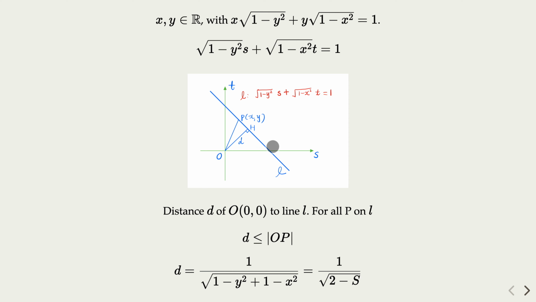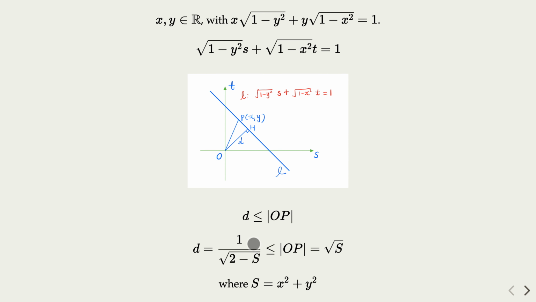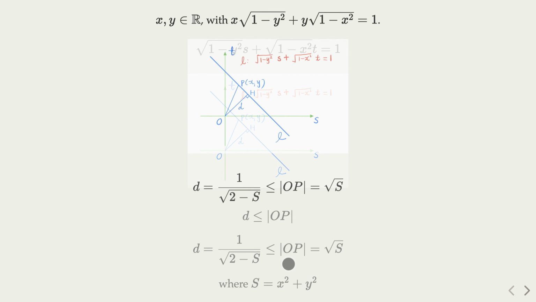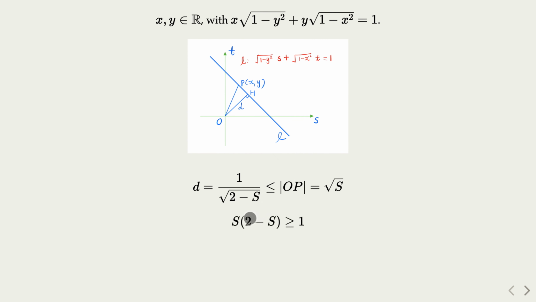What is OP? OP is very straightforward. OP is just the square root of s, x squared plus y squared. So we have this inequality here. Let's square both sides. You're going to get this. It's very similar to what we got earlier in another method. And further, expand, you have this inequality. So s has to equal 1. In other words, that's the case. That's the proof.